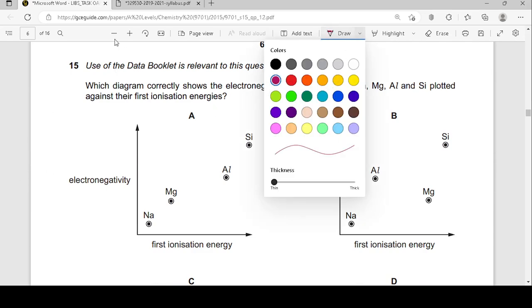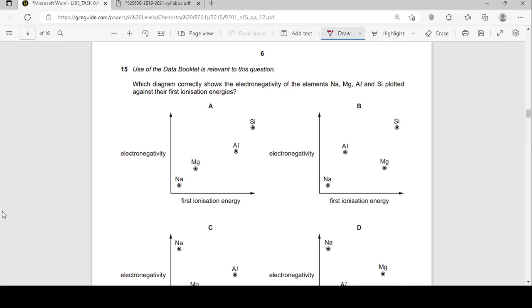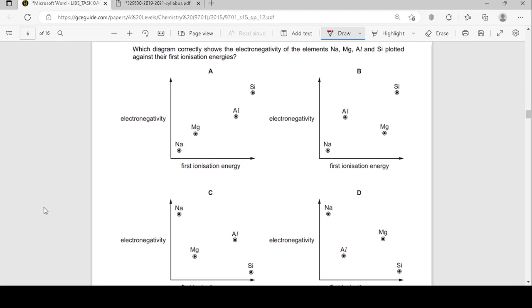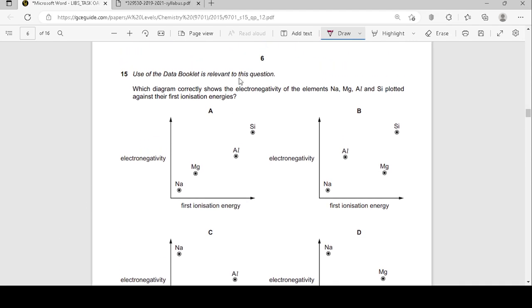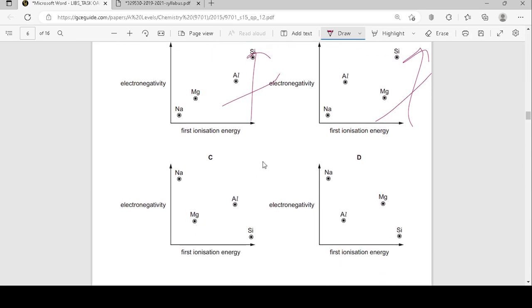Next question. Use the data booklet that is relevant to this question. Which diagram correctly shows the electronegativity of the elements sodium, magnesium, aluminium, and silicon plotted against their first ionization energies. Okay, so sodium, magnesium, aluminium, silicon. Okay, so the electronegativity actually increases across a period, right? So sodium, magnesium, aluminium, silicon should be increasing. Again, their electronegativity is increasing. This axis, right? It's increasing. This is a really random order, so I'm not going to use this order at all.